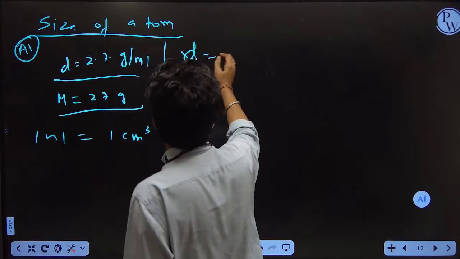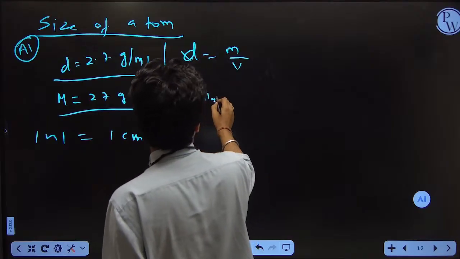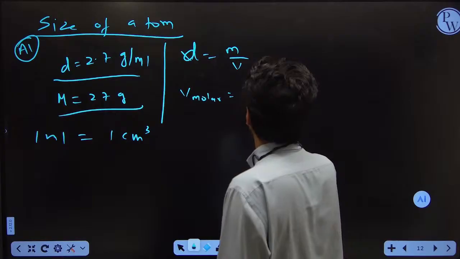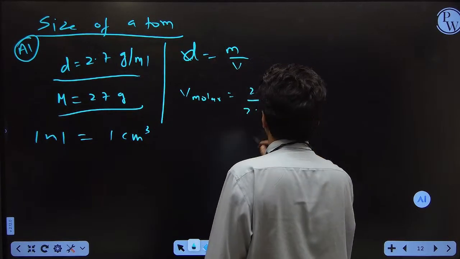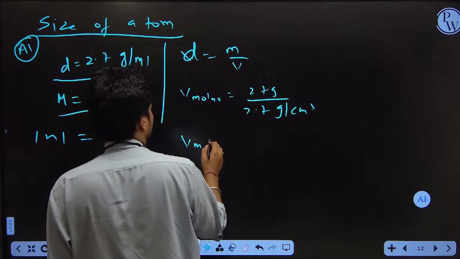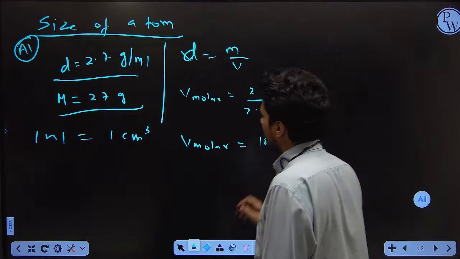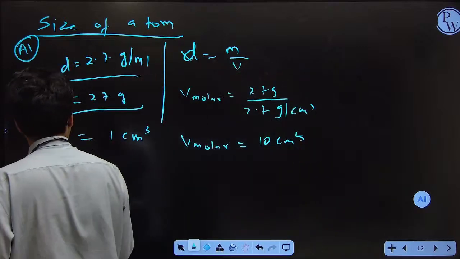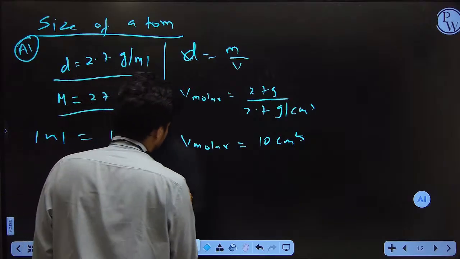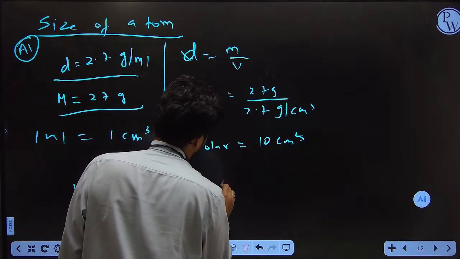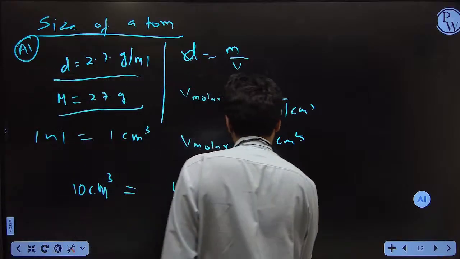So basically density is equal to mass upon volume. What kind of volume? This is molar volume. What is the mass? 27 gram. What is the density? So what is the molar volume? It is 10 centimeter cube. Now this 10 centimeter cube I can equate to 4 by 3 pi r cube into Avogadro number.